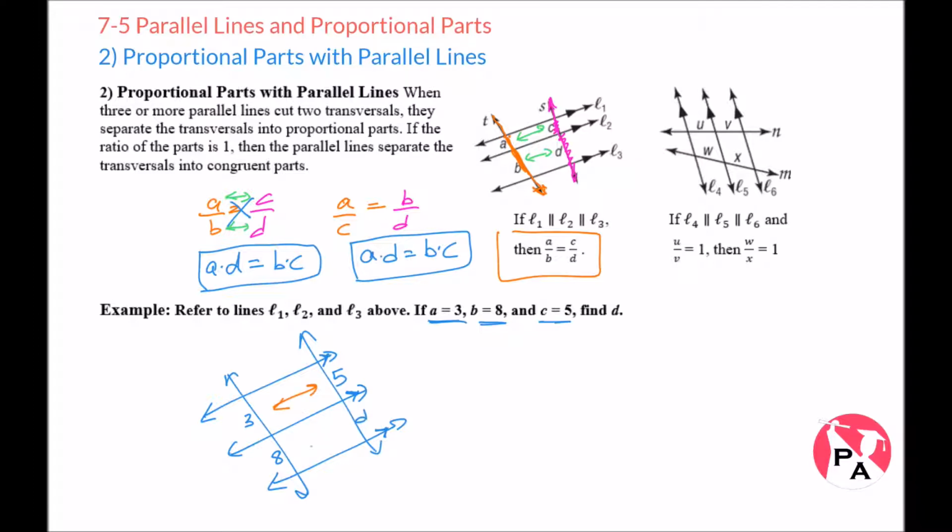So I'm going to do the same. These go together. These go together. So 3 over 8 equals 5 over D. Cross multiplication. 3 times D is 3D equals 8 times 5 is 40. And then we divide each side by 3. So D equals 40 over 3, which is 13.3 repeating. That's all for this question.